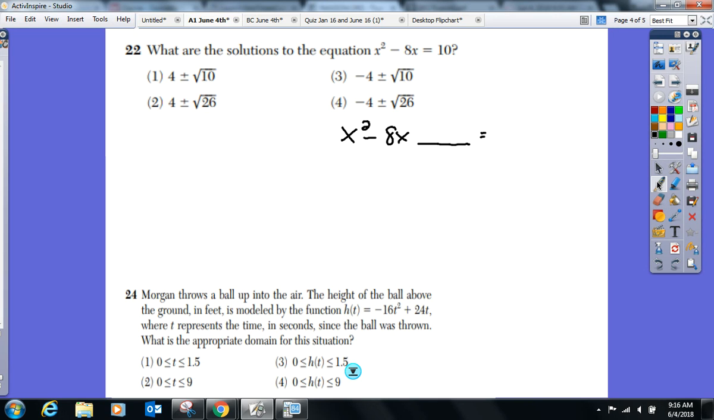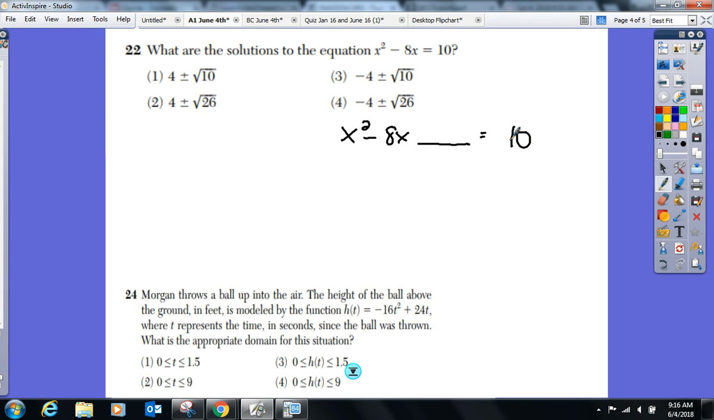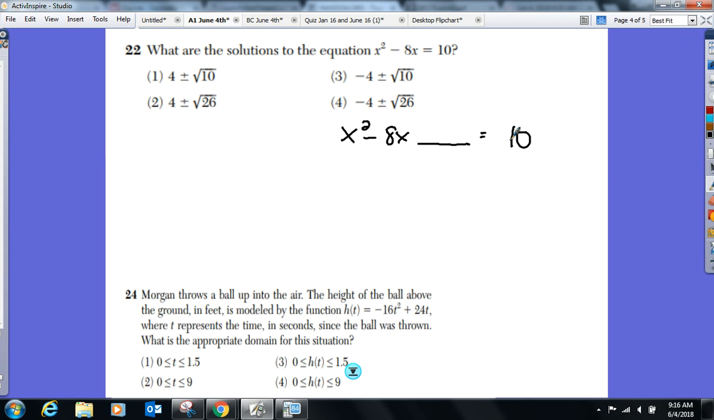Anybody want to take over from here, how to find that new C value? Go ahead, Sam. Okay, divide -8 by 2. Everyone get that number in your head. Don't yell it out. And then do what with that number? Square it, yes. Take half of that number, divide it by 2, and square it.